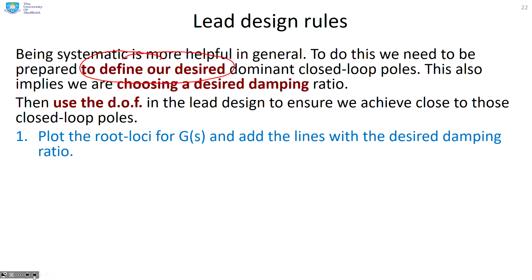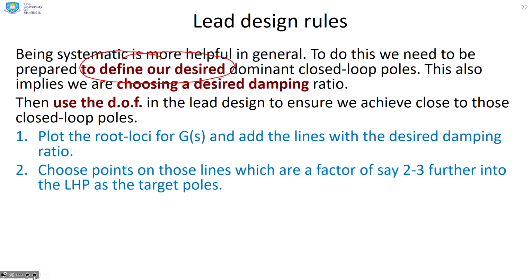So steps: plot the root loci for G(s) and add the lines with the desired damping ratio. Now, choose points on those lines, and here you can see the key thing, which are a factor of say 2 to 3 further into the left half plane. In other words, faster. If we're not trying to get faster behavior than a simple gain design, why are we trying to use a lead? We're wasting our time. So how much faster do you want to be?